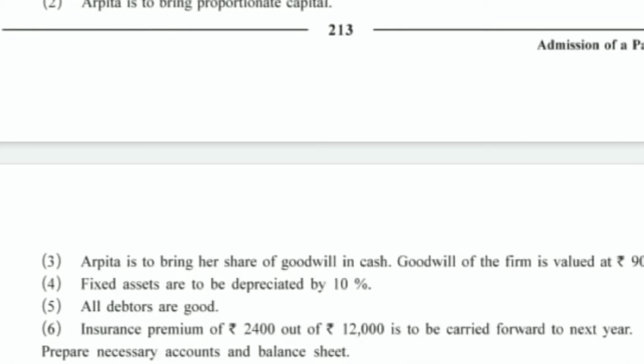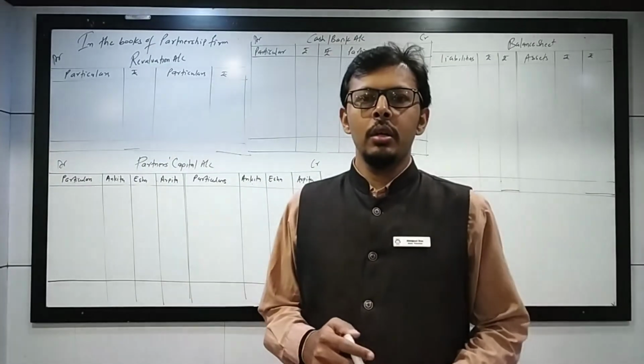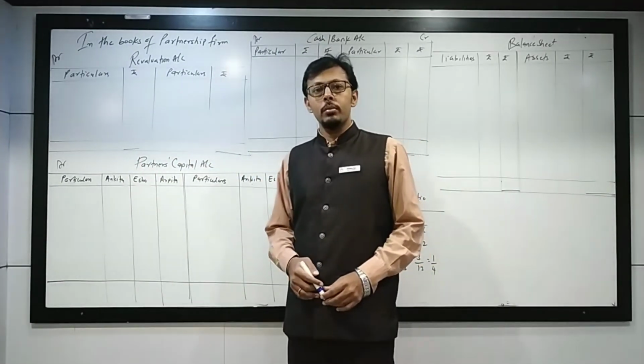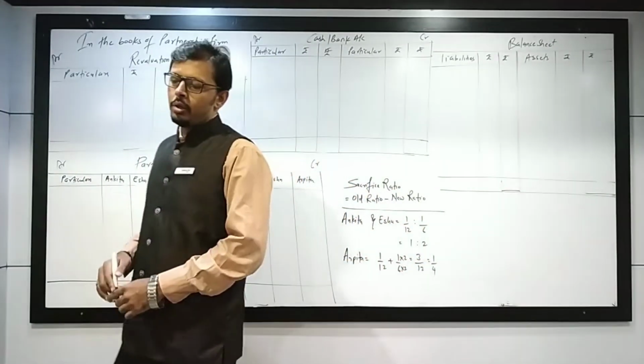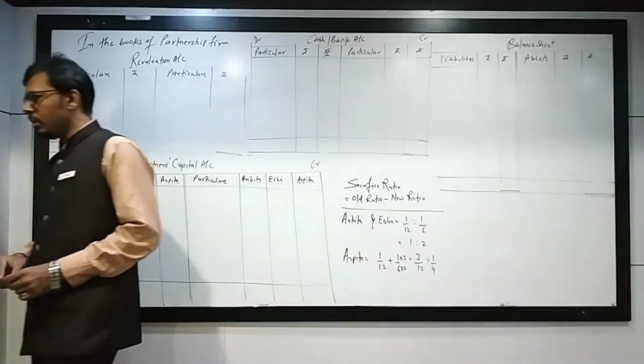Okay. Thank you. Welcome to the solution of question number 17, chapter number 5, admission of a partner. I have prepared the colors. As you all know, we will first solve the adjustments. So let us start with the first adjustment.